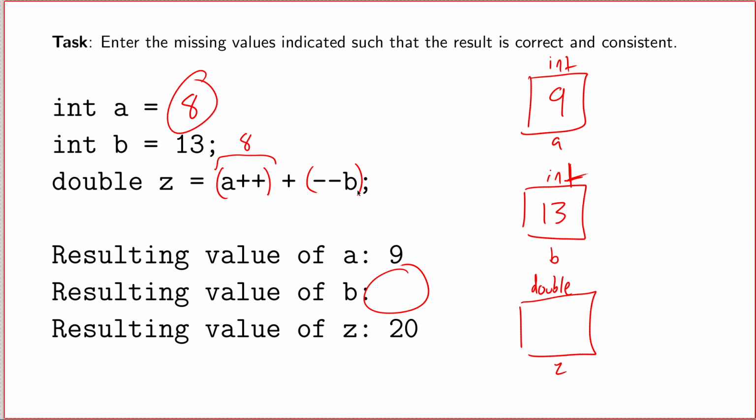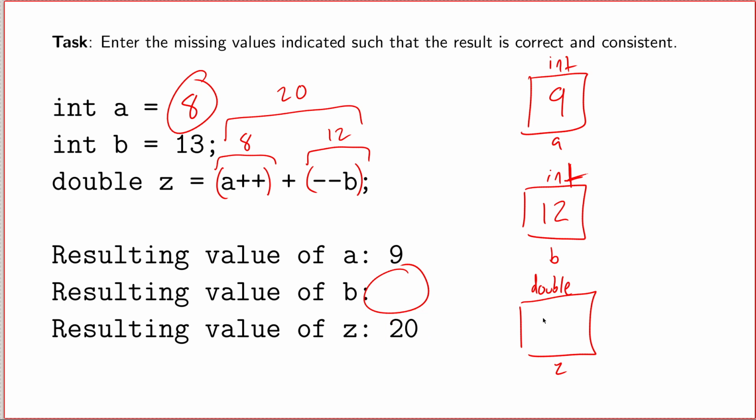Minus B says subtract 1 from B and send back the new value of B. So B was 13, I subtract 1, that gives me 12, and the result of minus B is 12. And so 8 plus 12 is 20. And that looks about right. And the eventual value of B is then 12. So I fill that in.